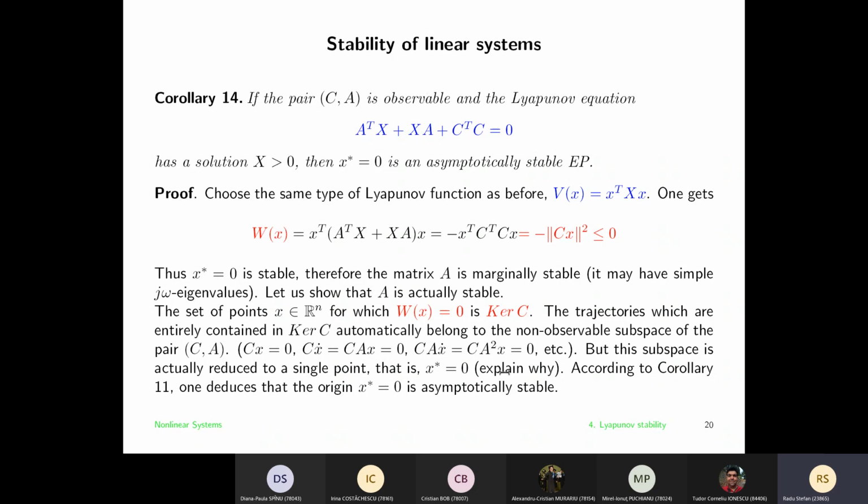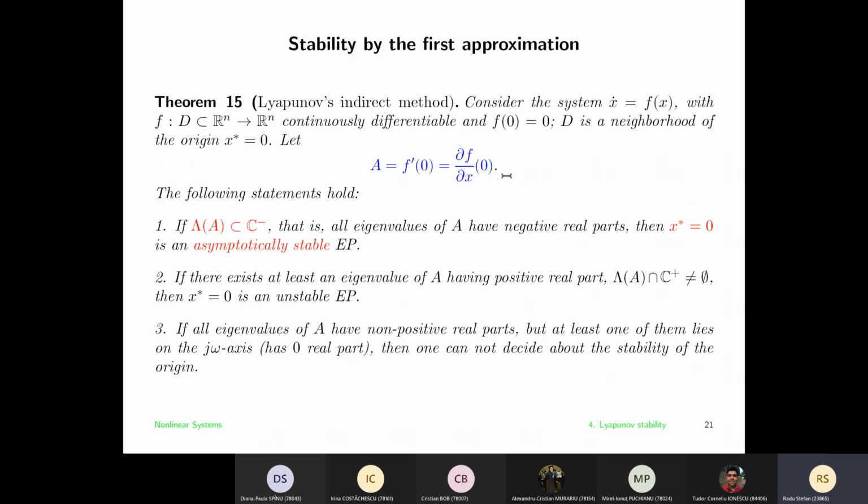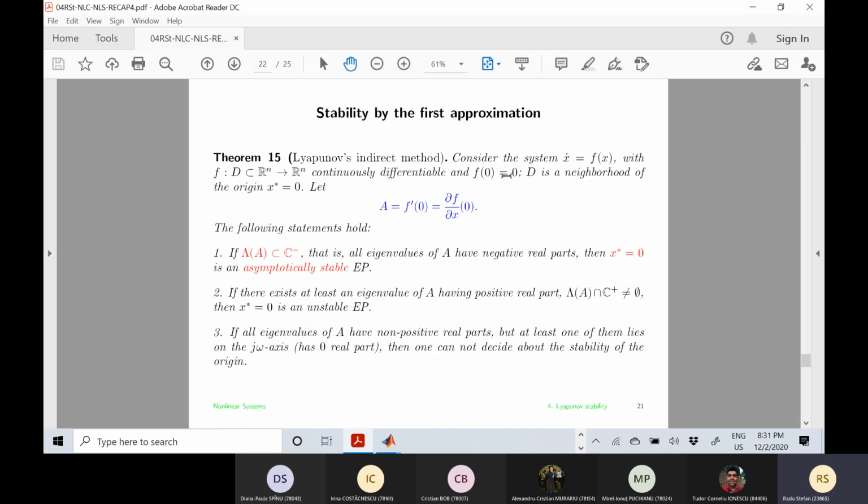And the Lyapunov stability theorem in the LaSalle form applies. So we can deduce that the origin is an asymptotically stable equilibrium point.